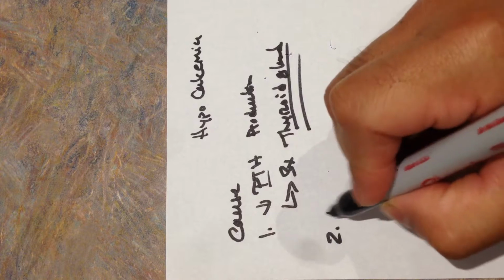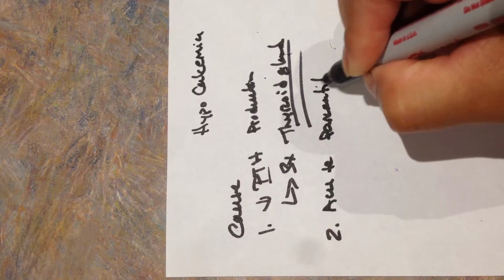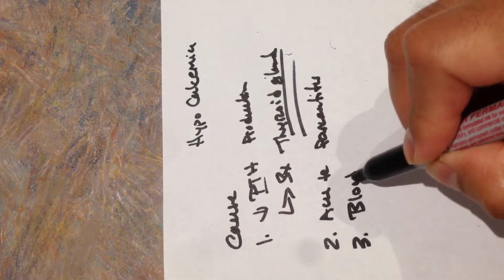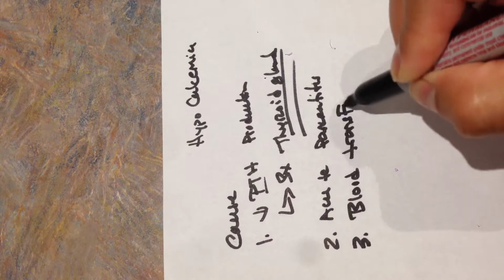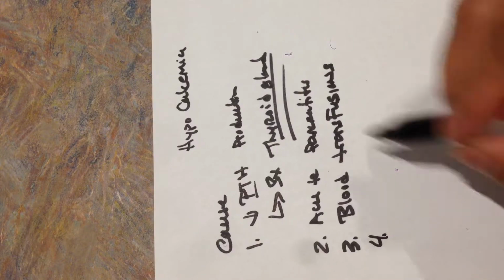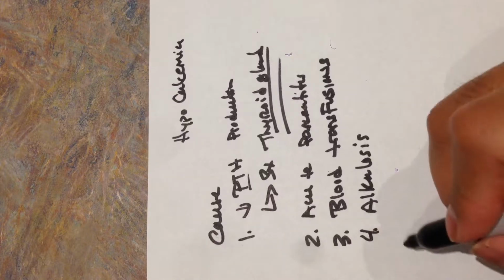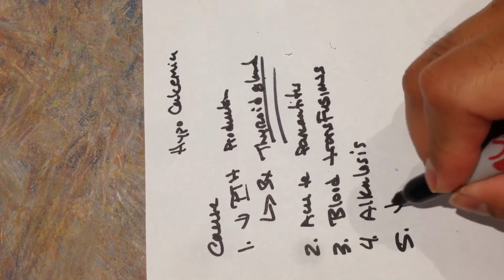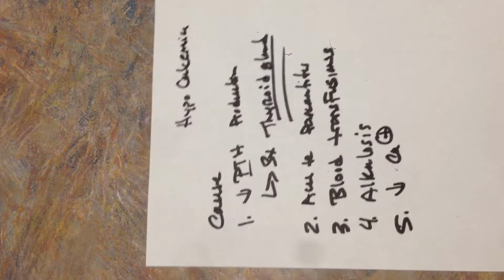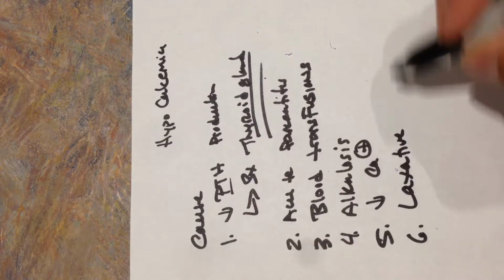Number 2, acute pancreatitis. 3, blood transfusions. 4, alkalosis. 5, decreased calcium intake. 6, laxative use.